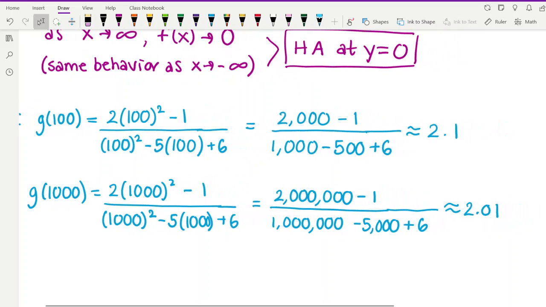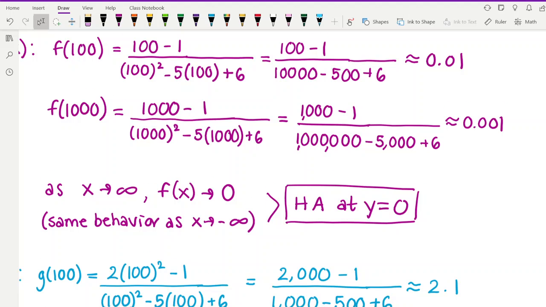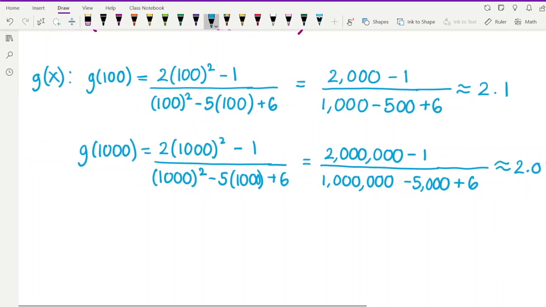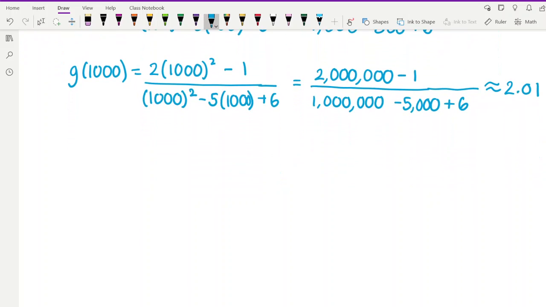Okay, so where is this function heading? The last one we saw, the outputs were getting closer and closer to 0. This time, they're not getting closer and closer to 0, they're getting closer and closer to 2. So this one is going to have a horizontal asymptote not at 0, but at 2. So we can see that as x approaches infinity, as we plugged in bigger and bigger inputs, the outputs were getting closer and closer to 2.